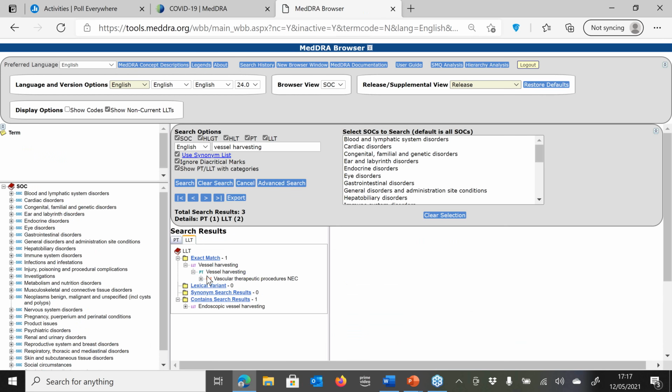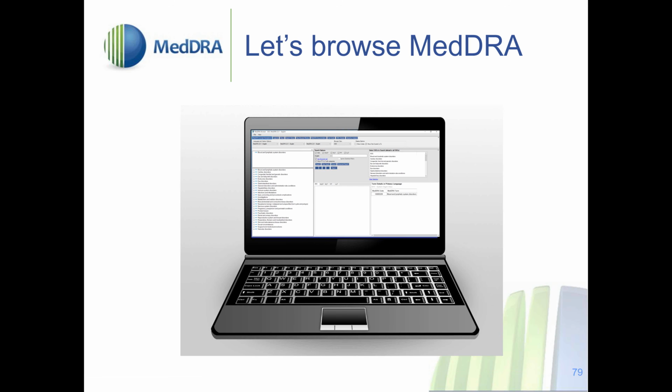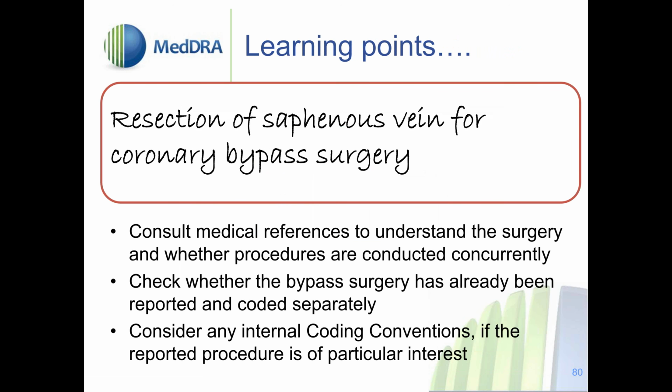So I like that. But what I'm not so keen on is that it is less specific. It doesn't tell us the vessel that's been removed, just vessel harvesting. So I think that is an option when we do our coding. I like saphenectomy because of the specificity of the site, but vessel harvesting has the advantage of linking it to the procedure. So let's go back. I'm not being very specific, am I?